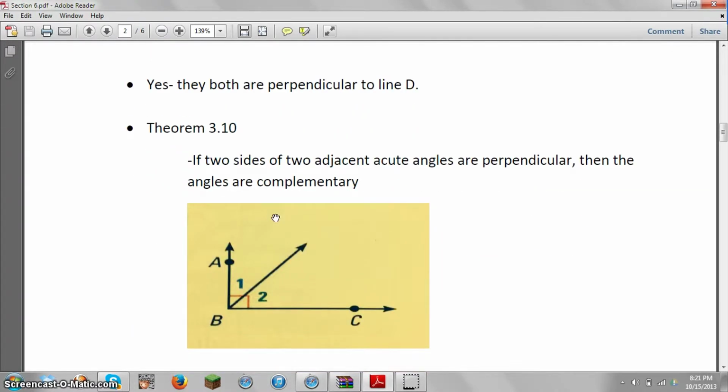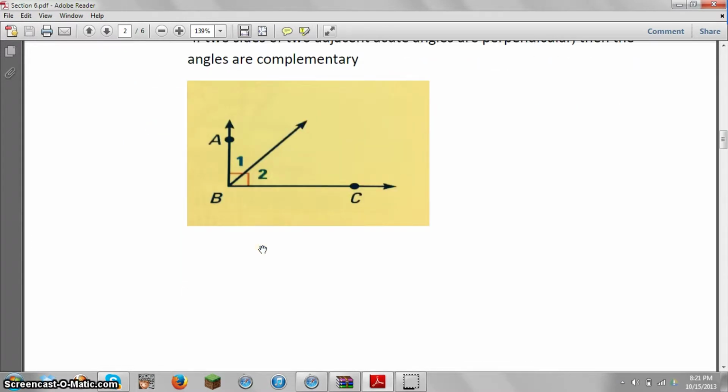Theorem 3.10 says that if two sides of two adjacent acute angles are perpendicular, then the angles are complementary.